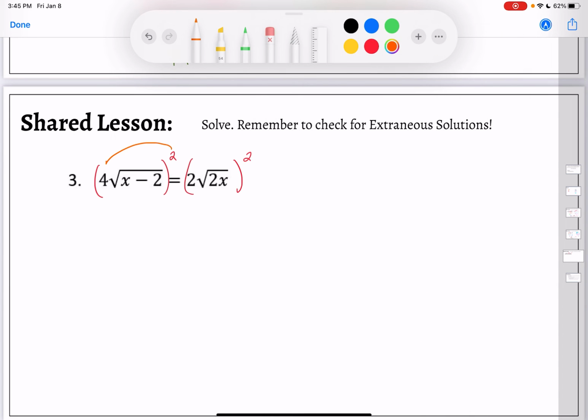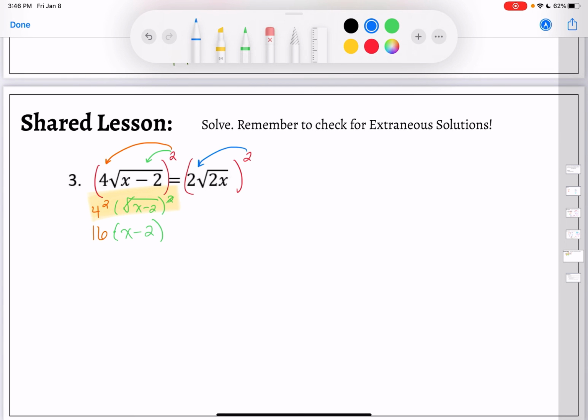Now remember, on the left, I'm going to distribute that exponent. So I'll have 4 squared, which is 16. And then the square root of x minus 2 squared will just be x minus 2. If you needed to see that, it would be 4 squared times square root of x minus 2 squared. Those are going to cancel. 4 squared is 16. Again, you don't necessarily have to show that step, but you can if you want to.